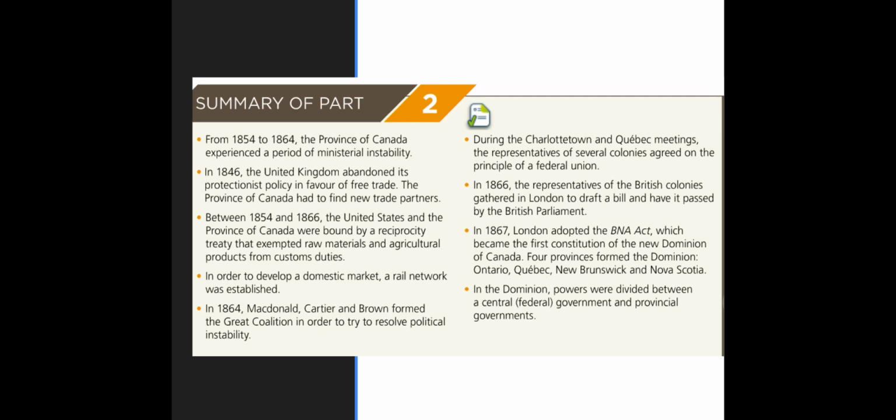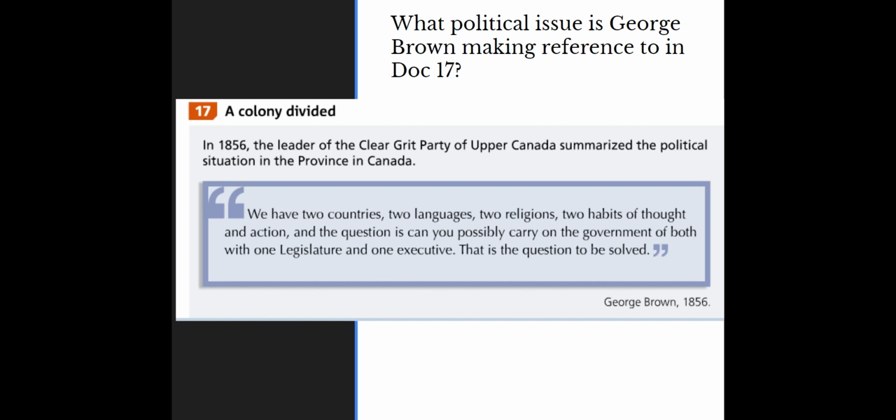So there's your summary for part 2. Take a pause there, and we're moving on to practice questions shortly. Okay, practice questions. So, what political issue is George Brown making reference to in document 17? Pause the video.